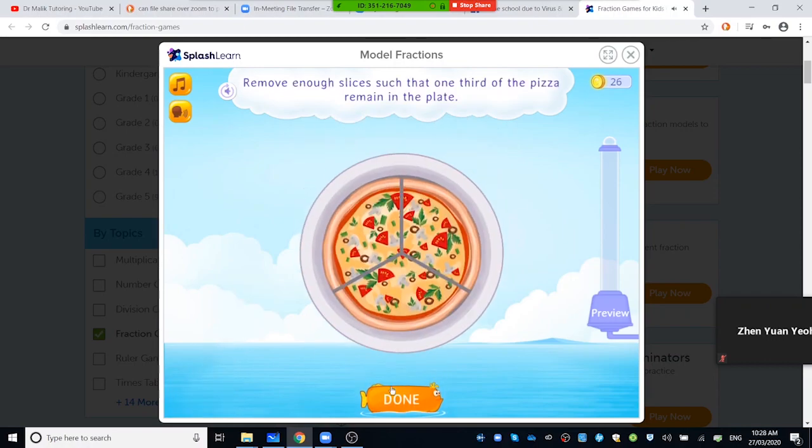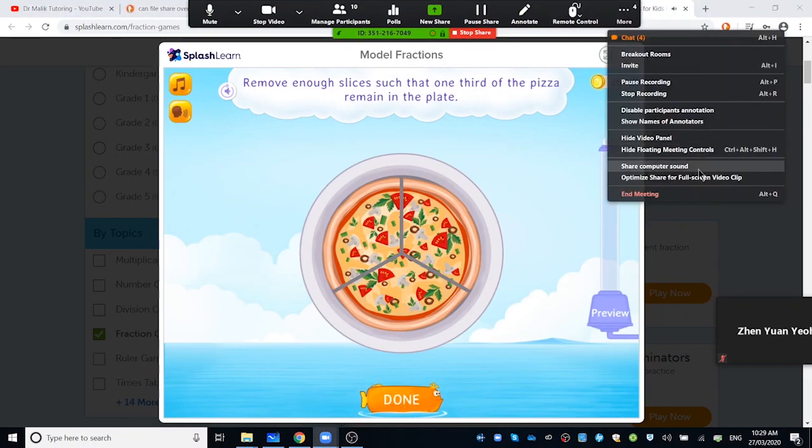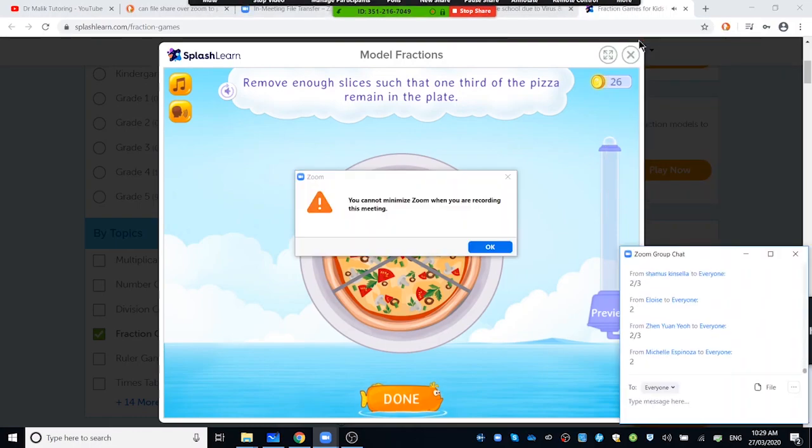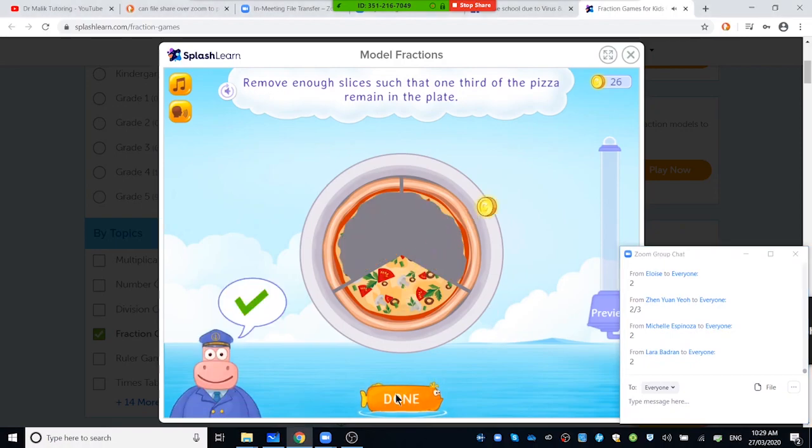Remove enough slices such that 1/3 of the pizza remains in the plate. So the question says remove enough slices such that 1/3 of the pizza remains in the plate. Can you type how many pizza slices I should remove from the plate? Kindly type. Okay. So I have to remove 2 and that would become 1/3. Yeah, that's good. Good going.